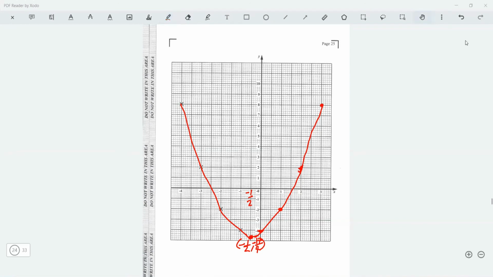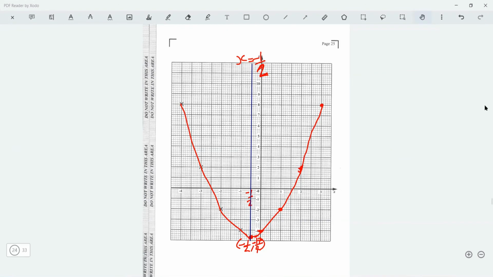We're going to draw it in blue. This is the axis of symmetry. And if you wanted to label this equation, the axis of symmetry is the line x equal to -1/2. That's the axis of symmetry, x equal to -1/2. Nice.